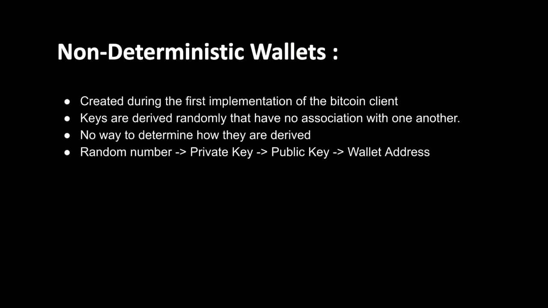The first type we'll talk about is non-deterministic wallets. Non-deterministic wallets were created during the first implementation of the Bitcoin client. The keys are derived randomly, so there's no association with one another, and there's essentially no way to determine how they are derived. So we start with a random number and convert that into our private key. Using our private key, we generate a public key. Using our public key, we generate a wallet address.